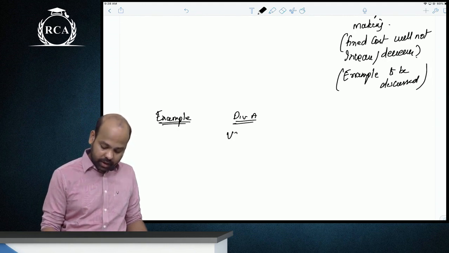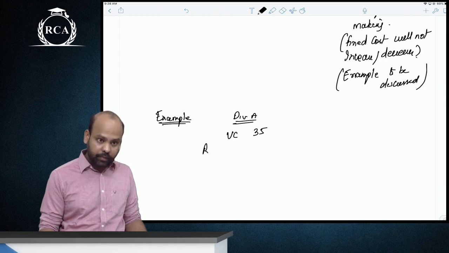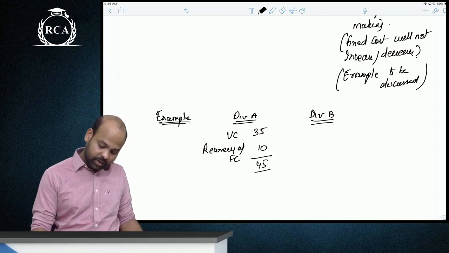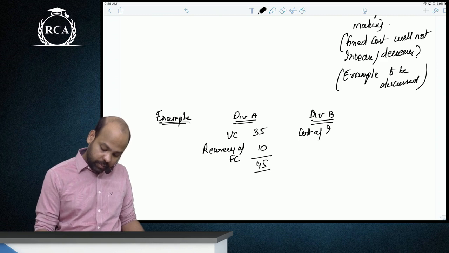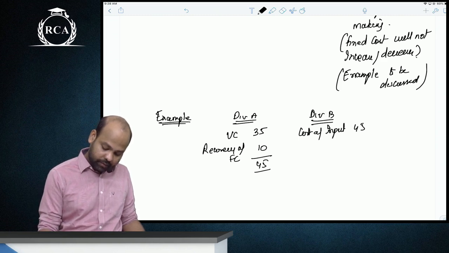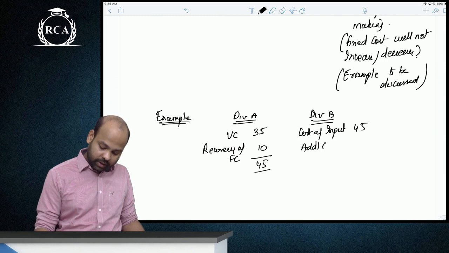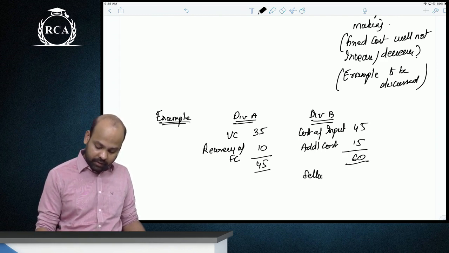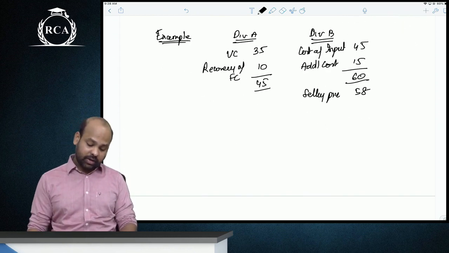Division A का variable cost is 35 rupees. Recovery of fixed cost is say 10 rupees. Total 45. Division B: cost of input is 45. Additional cost that is being incurred is say 15. So total cost 60. But selling price is only 58.